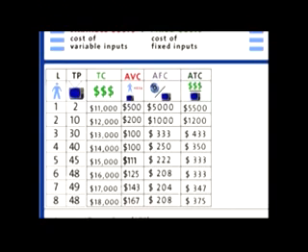By way of summary, let me say this. There are two ways of calculating the average total cost. One is taking the total cost and dividing by total output. The other way is to add together the average variable cost and the average fixed costs. That gives you average total costs.